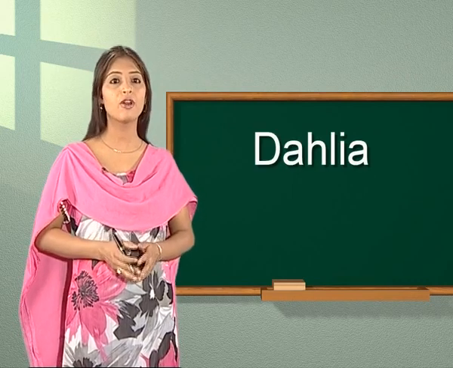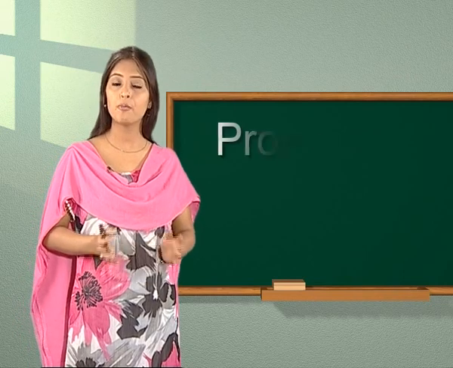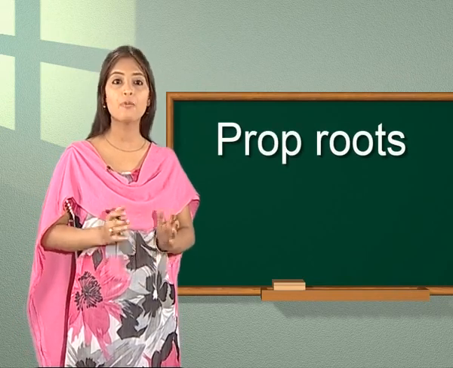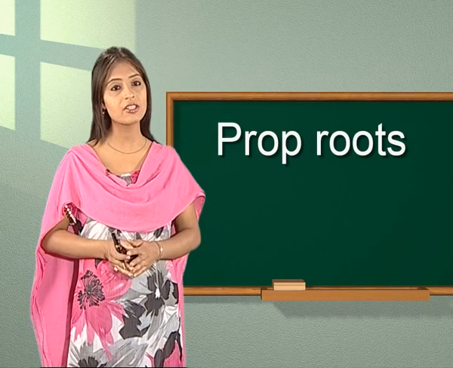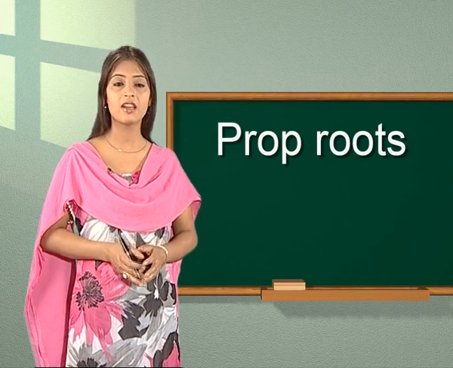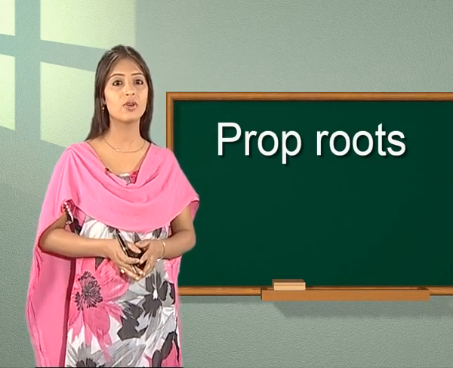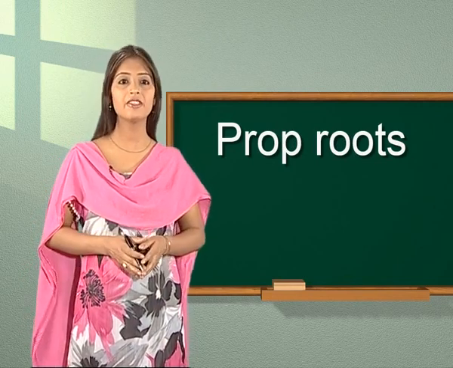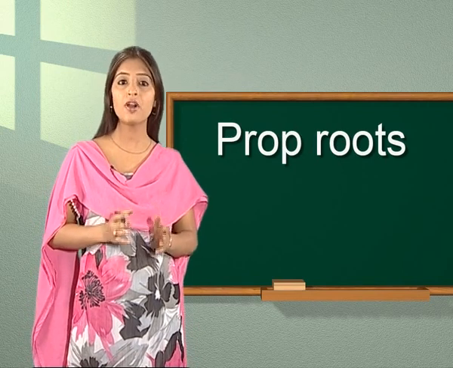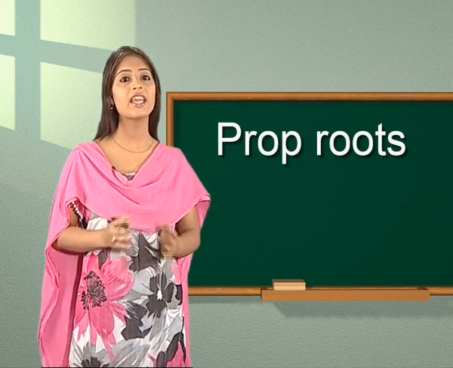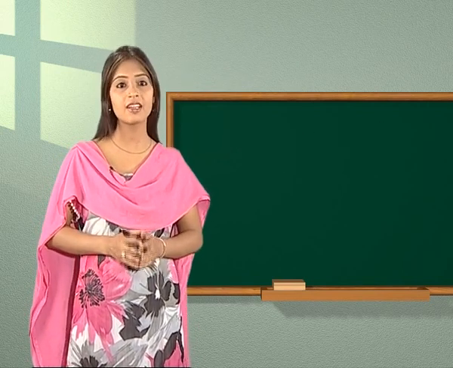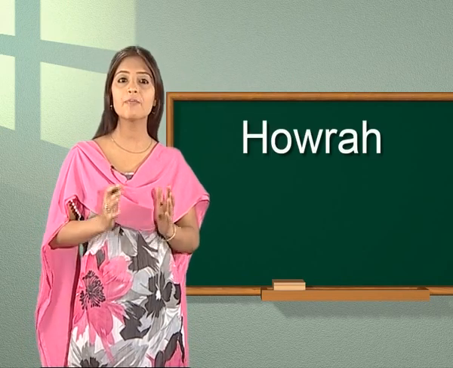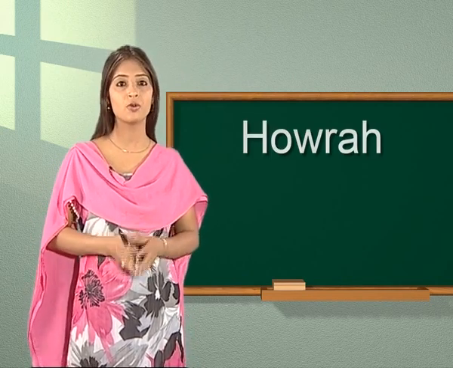Roots modified for mechanical support are prop roots. Prop roots originate from horizontal branches of stems, grow vertically downward, and penetrate the soil. The great banyan tree, which is over 200 years old and located in the Indian Botanical Garden, Howrah, is a perfect example of prop roots.